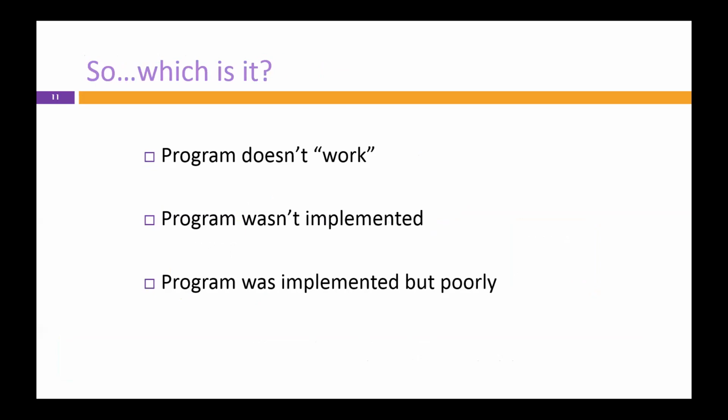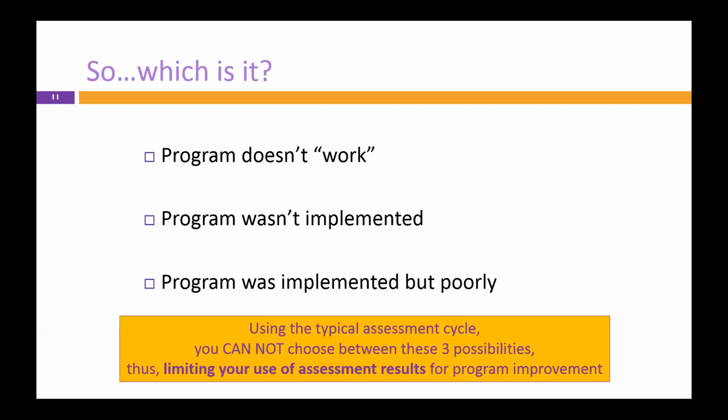If you only go through the outcomes assessment cycle that I showed you, you can't pick between these three options. So if you have a pre-test score of 30 and you have a post-test score of 30, you don't know, does your program actually not work? That program that's on paper, does it actually not work? Or was it that the program wasn't implemented? Or that it was implemented, but it was implemented poorly? There's no way to choose between these three options and use the assessment results for improvement if you don't have any information about the program itself.